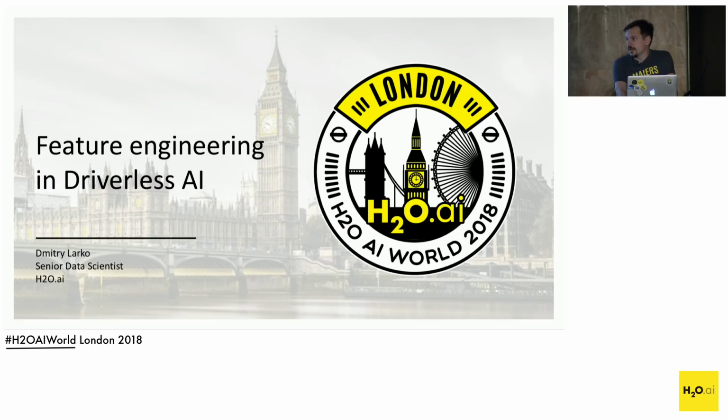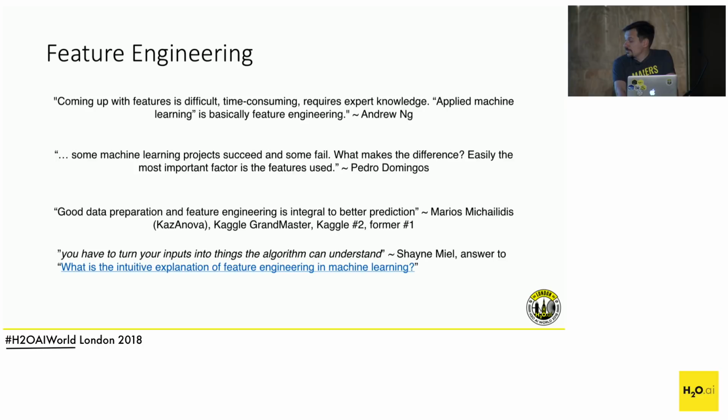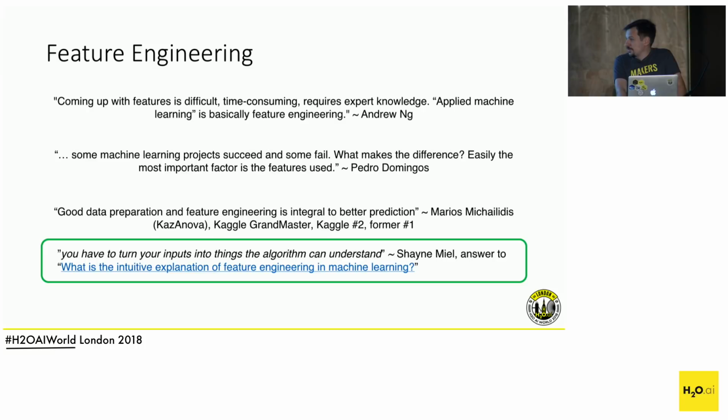Among people who have a name in the industry, almost all of them agree that good feature engineering approaches do make a difference. There are people like Andrew Ng, Pedro Domingos, Marios Michailidis. We all basically agree on the same thing: feature engineering is very, very important. By definition, it's a very simple thing. It's something you do with your data to make it understandable by your machine learning algorithms, which means you have to transform the data you have into numbers.